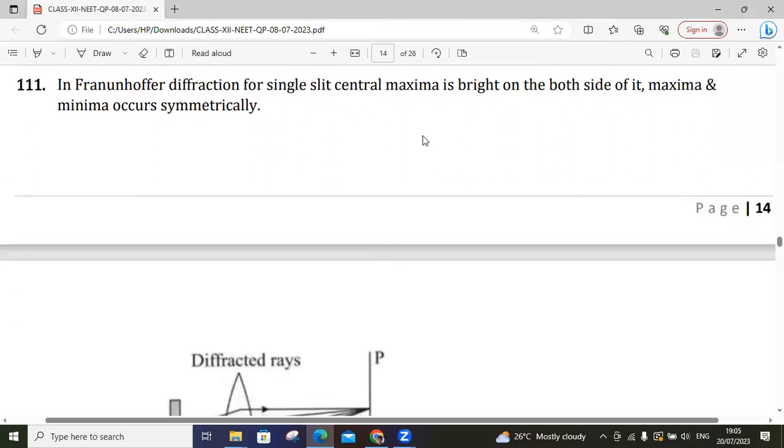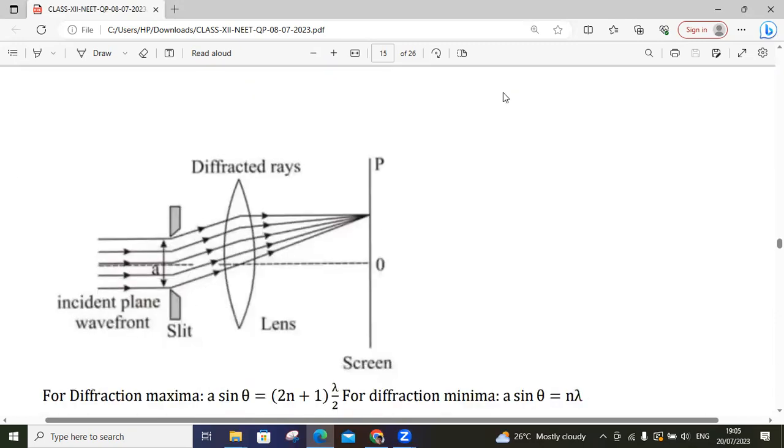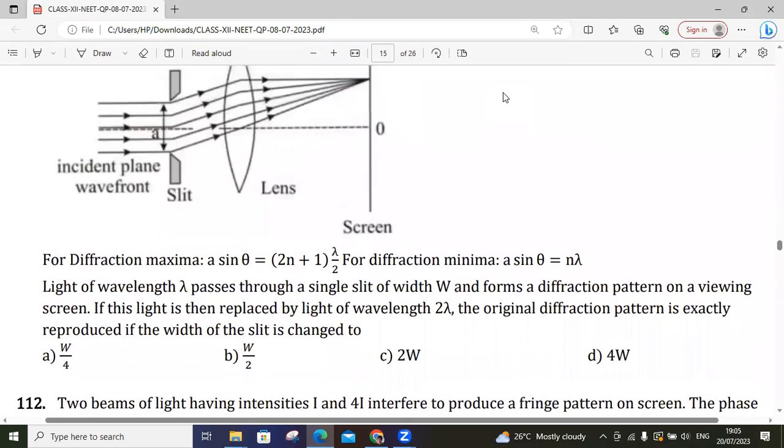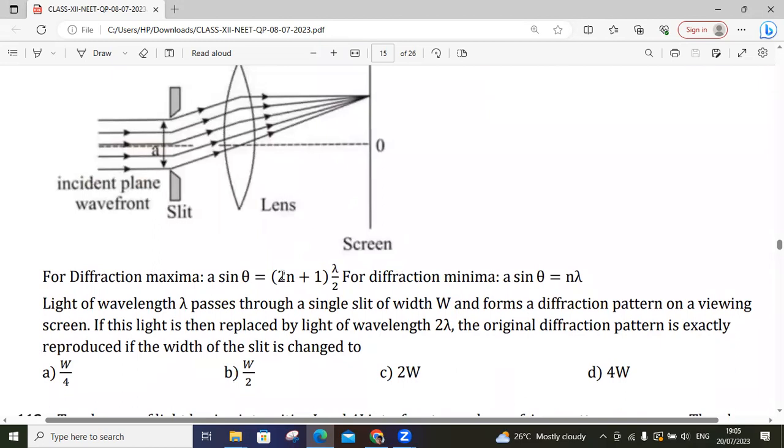In Fraunhofer diffraction for a single slit, the central maximum is bright, and on both sides of it maxima occur symmetrically. For diffraction maxima, a sin theta is equal to (2n plus 1) into lambda by 2. This is a normal case only. For diffraction minima, this is also a normal case only.